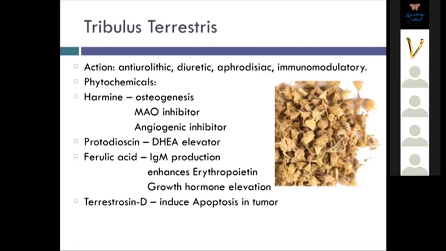Then it also helps to increase the erythropoietin. Like we have seen before in the 7 body constituents flow chart, ferulic acid helps to increase the erythropoietin, thereby increasing the RBC production. So it helps in the 7 body constituents flow chart. Okay, so it helps in the erythropoiesis. Now it also helps to increase the growth hormone. It elevates the growth hormone.